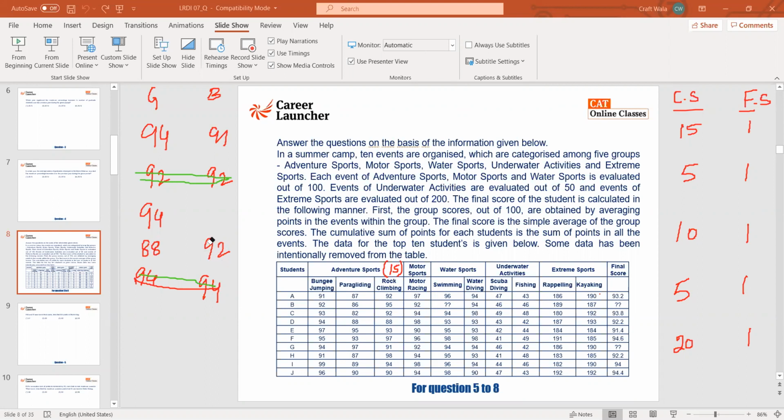That means he has 4 extra. And here this guy has got 94, this has got 91. That means this guy has got 3 extra. So एक बार G के पास 3 extra, एक बार B के पास 4 extra. That means B still has 1 extra. So B के पास 1 extra है.